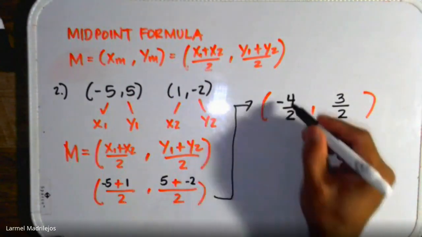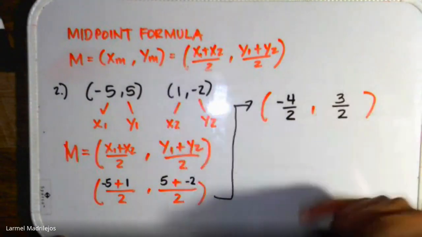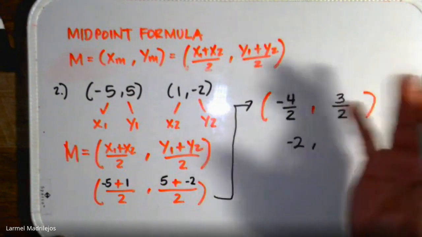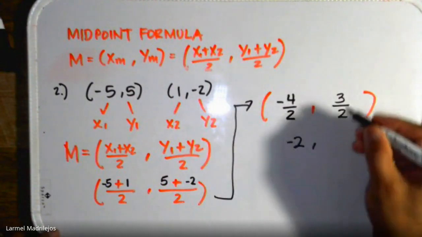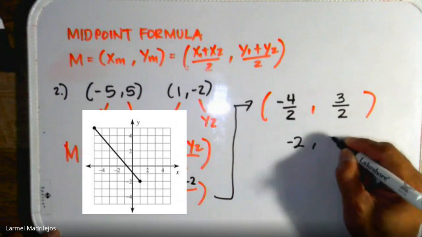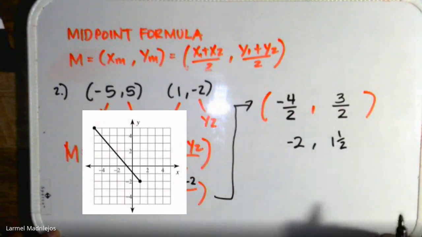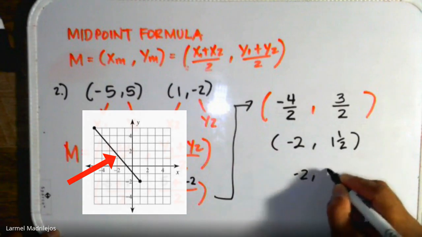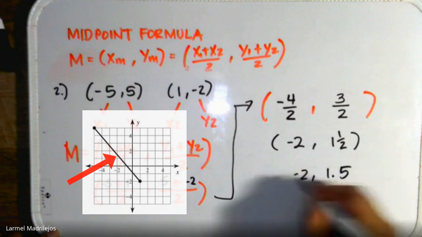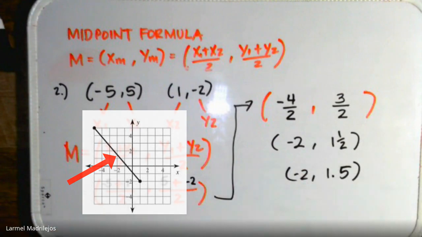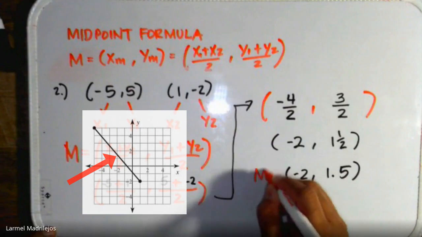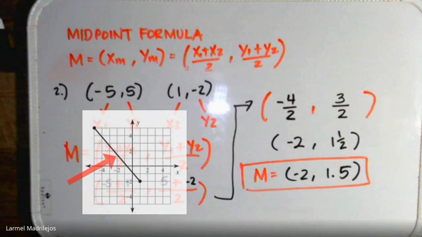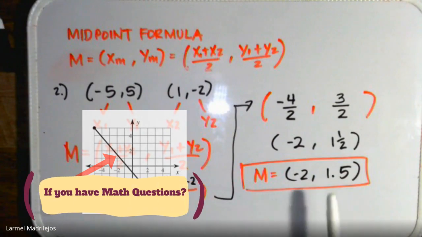Let's simplify. Negative 4 over 2, we divide, it's negative 2. Let's simplify this 3 over 2. We can make it a fraction first. So that's like 1 and 1/2. Or if you want to rewrite that in decimal, it's going to be negative 2, comma 1.5. So my midpoint coordinates are negative 2, comma 1.5.